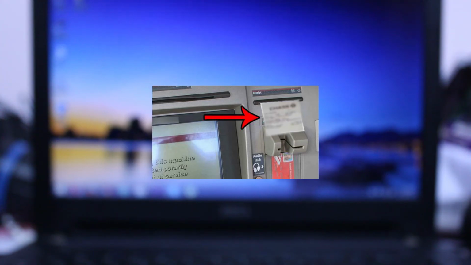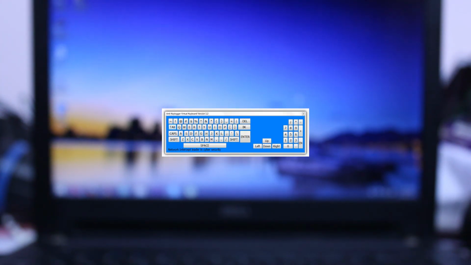And don't use keyloggers on your computer. Keyloggers are software which is not good for your computer. Always upgrade your PC, and always stay in touch with your bank managers and bank officers for your account information.